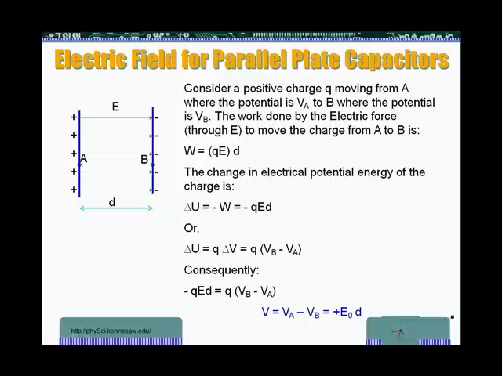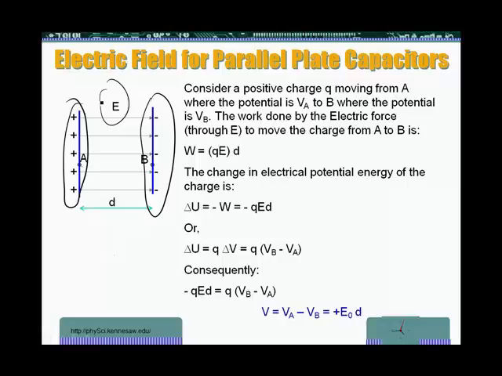In this recording, we'll try to find an expression for the electrical field between the plates of a parallel plate capacitor. Okay, so we have a capacitor here with the positive charges on the left and the negative charges on the right. We label this plate A and this plate B. They are separated by a distance d, and there is a uniform electric field between them, E. And we are trying to find E.